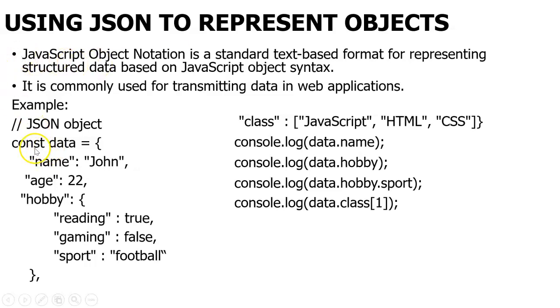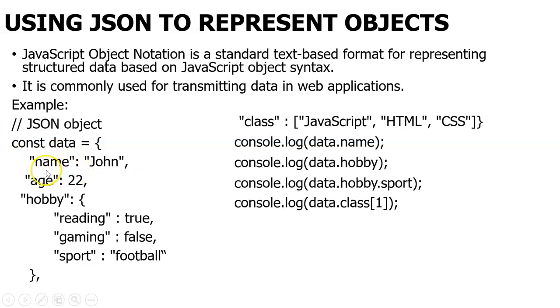See, here is const data. Data is not a variable because it is assigned a set of values inside curly braces. Once it is inside the curly braces, this data becomes an object. When you declare another object inside your object, and also declare arrays, we say this is a JSON object.